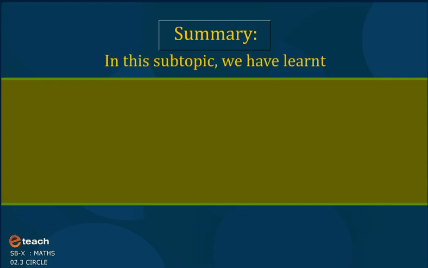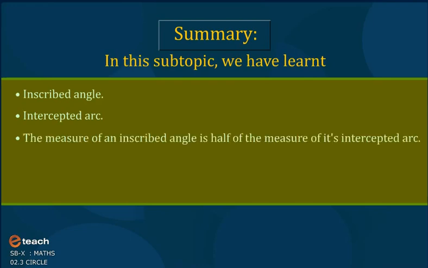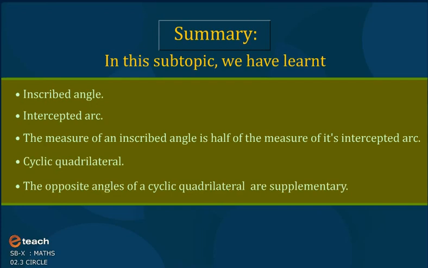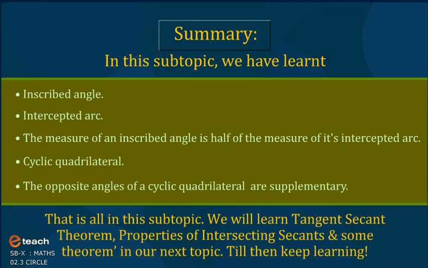Summary. In this subtopic we have learned inscribed angle, intercepted arc. The measure of an inscribed angle is half of the measure of its intercepted arc. Cyclic quadrilateral. The opposite angles of a cyclic quadrilateral are supplementary. That is all in this subtopic, students. We will learn tangent secant theorem, properties of intersecting secants, and some theorems in our next topic.